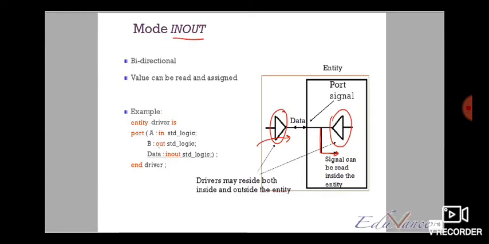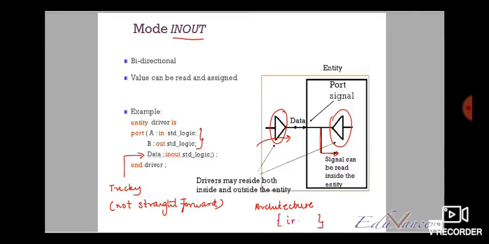But I would like to let the viewer know that using an in-out type of port is a little tricky and not very straightforward. Hence, if you choose to model something like an in-out, I would suggest using an individual in and out, and then as a part of your architecture, you functionally make it of the type in-out. We will discuss that in a future lecture.